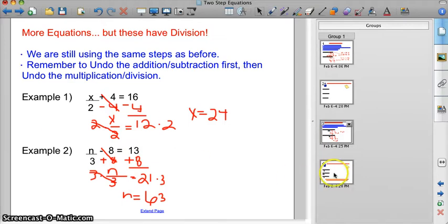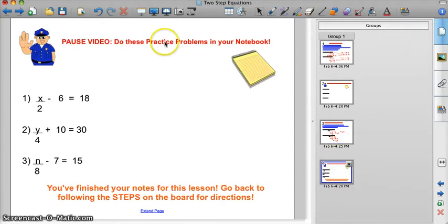Now move on to the next slide, and we'll have you pause the video here to do these practice problems in your notebook. Once you finish these practice problems, you've finished your notes for this lesson. You can go back to following the steps on the smartboard for the directions of what to do next. If you are stuck or confused at this point, now would be a good time to raise your hand and ask a question.